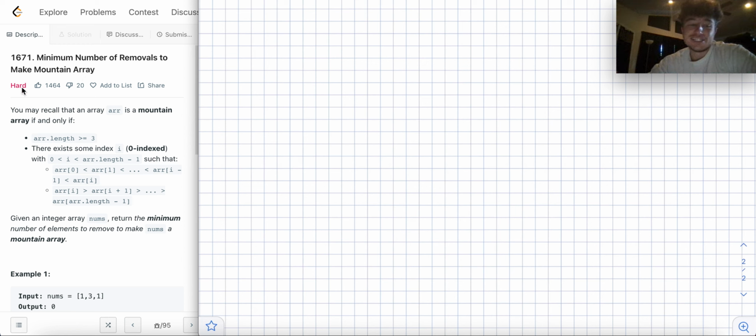So this is a hard, but it's definitely a hard. But it could also be classified as a medium, and I wouldn't blame anybody. So that's just something to be said. So let's go ahead and get right into it.